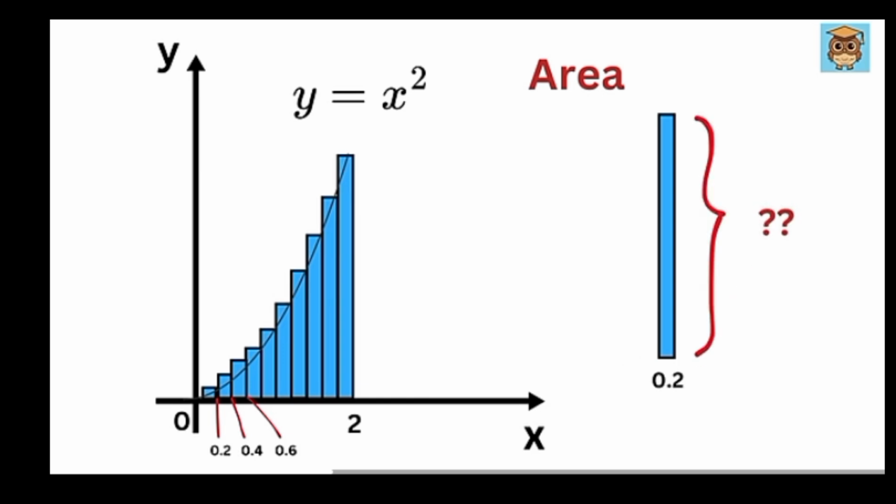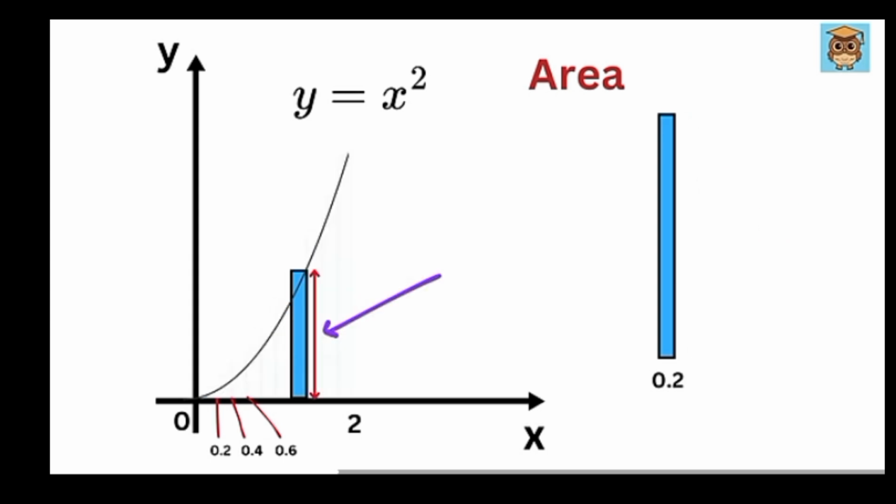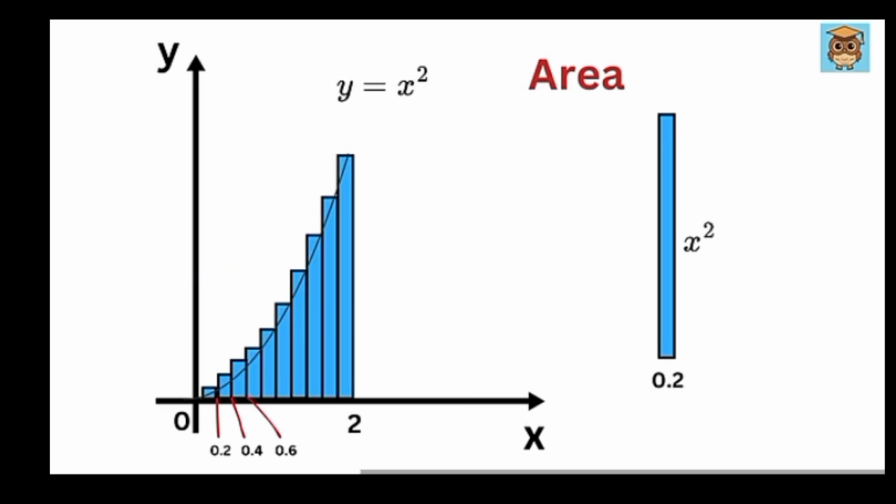Tell me what will be the height of these rectangles? Yes, you are right. It will be this. What is this value? It is the y value of this parabola, and that y value is equal to x squared. So the height at these values of x will be 0.2 squared. At this, it will be 0.4 squared, and so on. And here, it will be 2 squared.